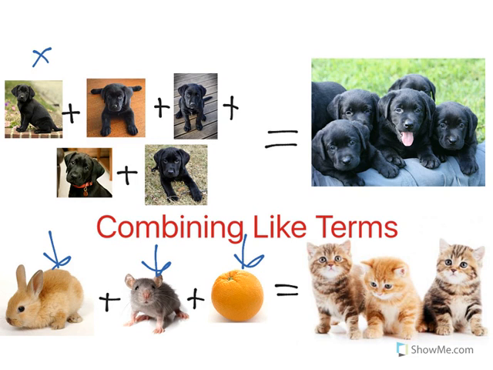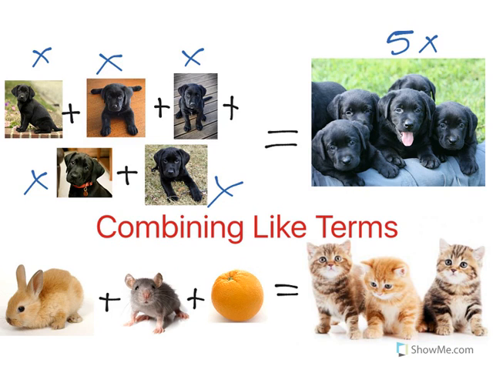If I have an x here, an x here, an x here, an x here, and an x here, if I add these x's together, I get 5 x's over here. Makes sense, right? What if this bunny is a y, this mouse is a k, and this orange is an x? Can I add those all together to get 3x? No.